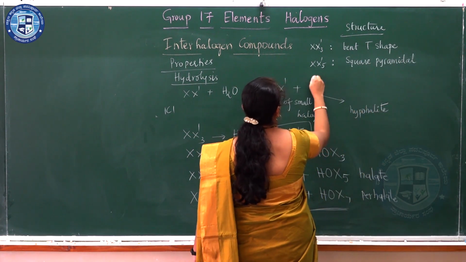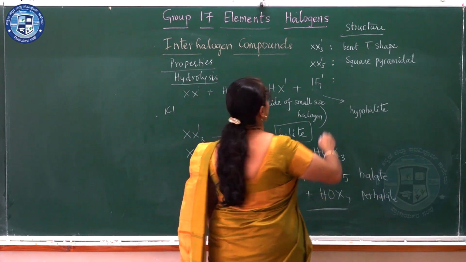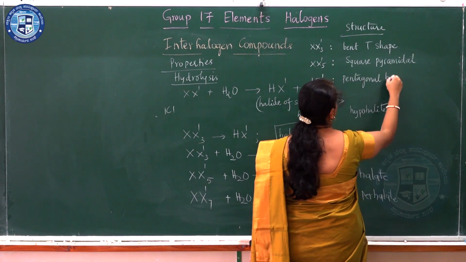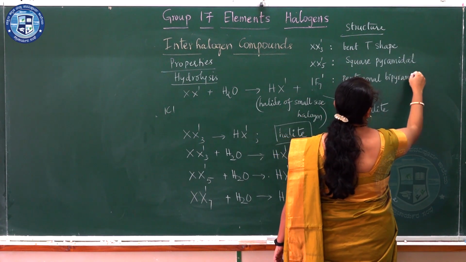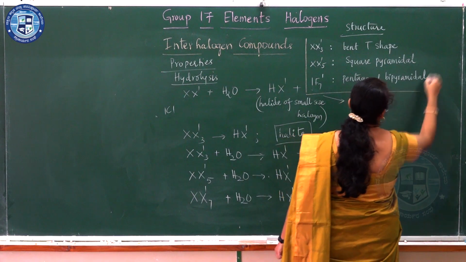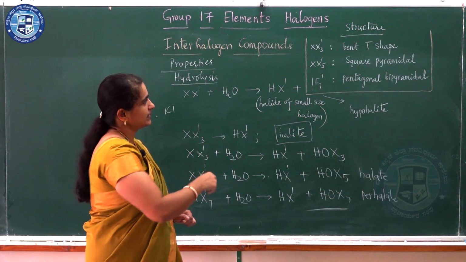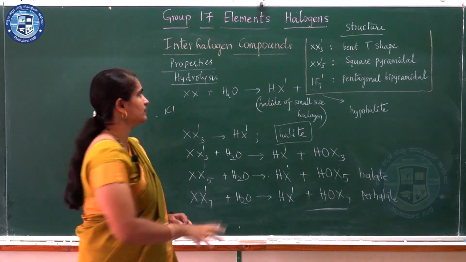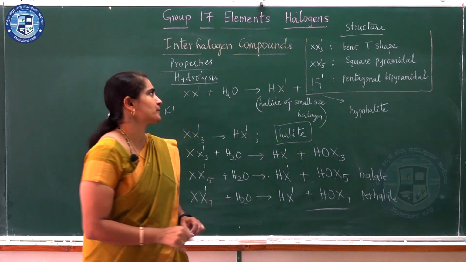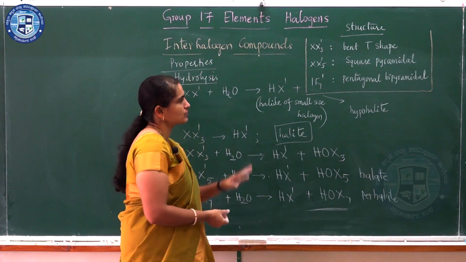And lastly, for IF7, I do not have any other, only one, that is IF7, this is pentagonal bipyramidal. So all these shapes can be studied with the help of VSEPR theory. If it is XX3, the shape will be a bent T-shaped molecule. If it is XX5, then it is square pyramidal, and lastly IF7 is pentagonal bipyramidal. So these are certain compounds, that is, interhalogen compounds in general.